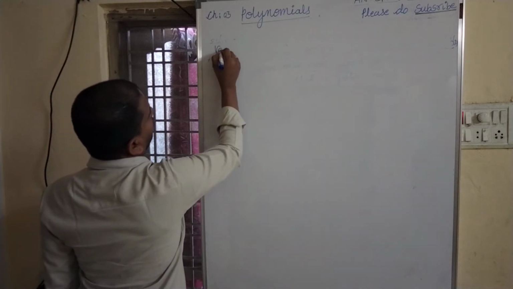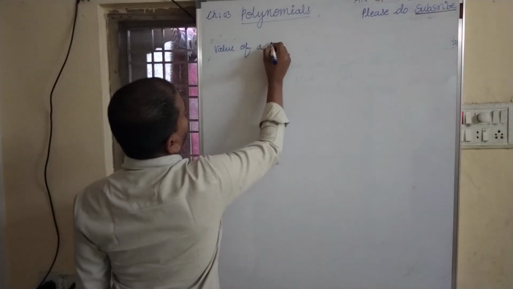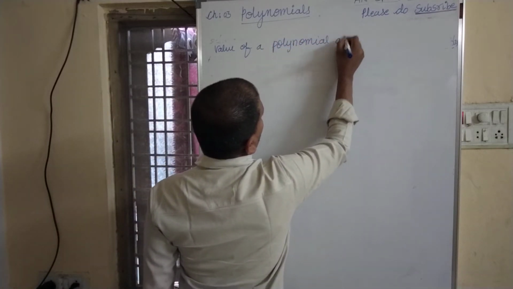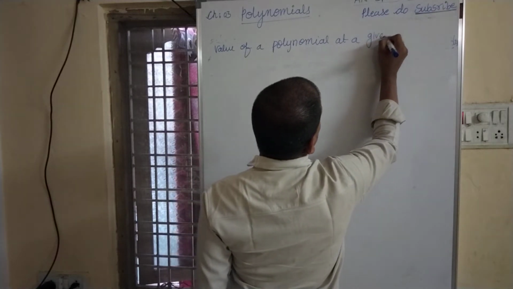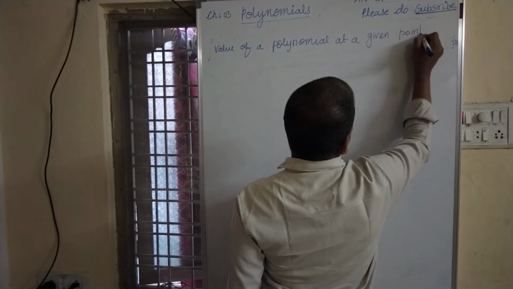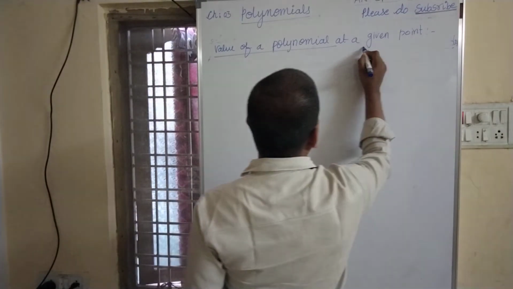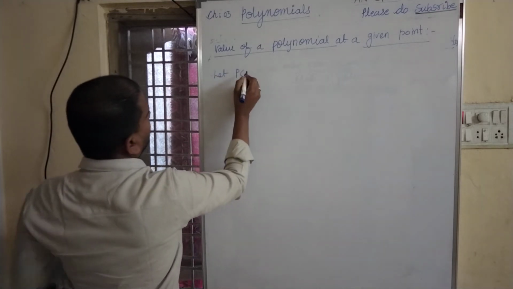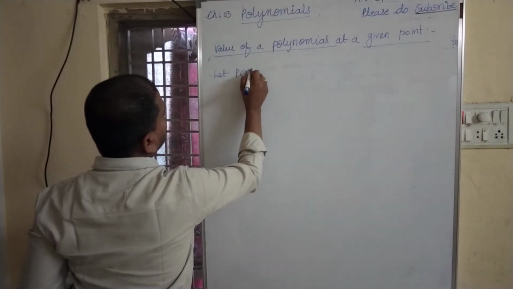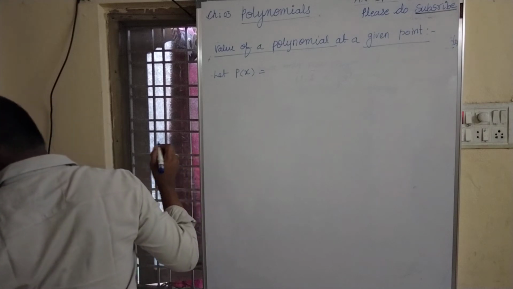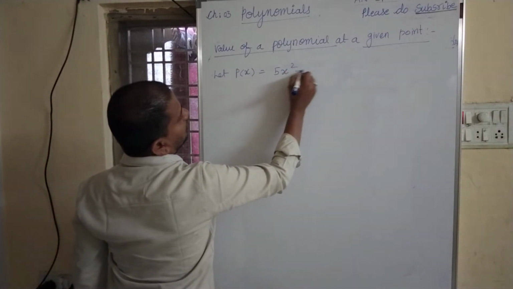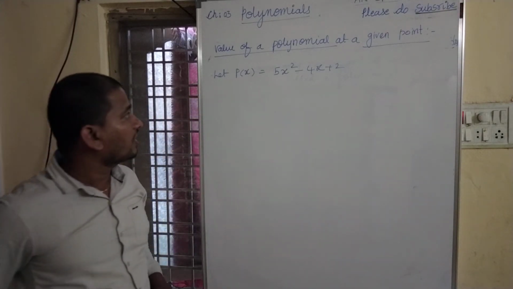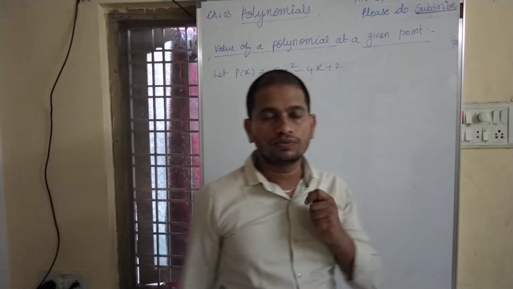Next, let us find out the value of a polynomial at a given point. For example, let p of x be equal to 5x square minus 4x plus 2.